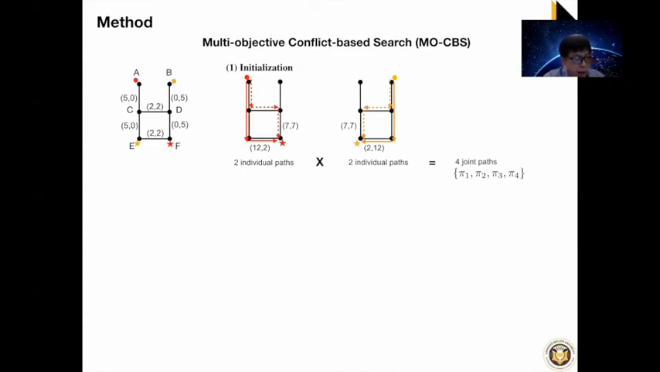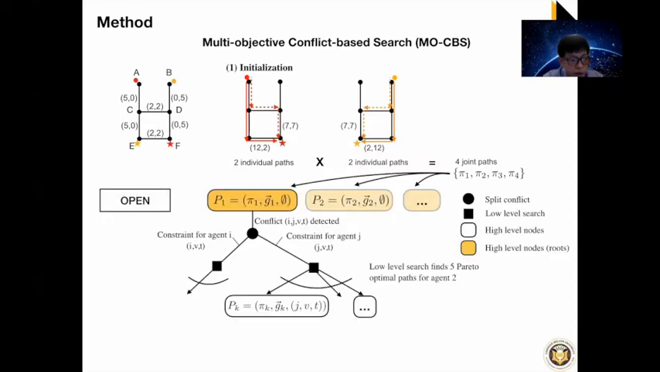MOCBS initializes by using a single-agent multi-objective planner, such as NAMOA*, to compute all individual Pareto optimal paths, ignoring any other agents, and then takes the combination to get an initial set of joint paths. For each of those joint paths, a high-level search node, which contains the joint path, the cost vector of this joint path, and an empty constraint set, is generated.